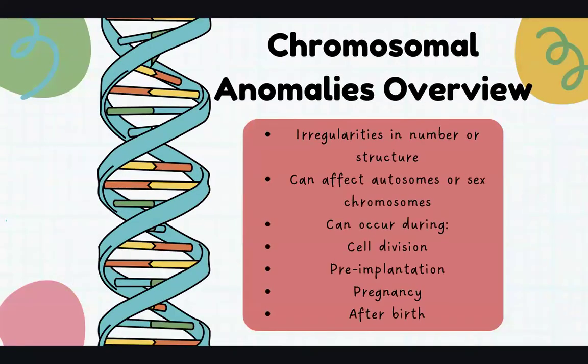All right, so chromosomal abnormalities. These are the big picture changes. These are irregularities in the number or the structure of the chromosomes. It can either affect the autosomes or the sex chromosomes, or sometimes even both. And it can pretty much happen at any point. It could be during cell division, pre-implantation, during pregnancy, or after birth. But since the chromosomes are misbehaving, it can make pediatric care a little bit more interesting or difficult, depending on the type.